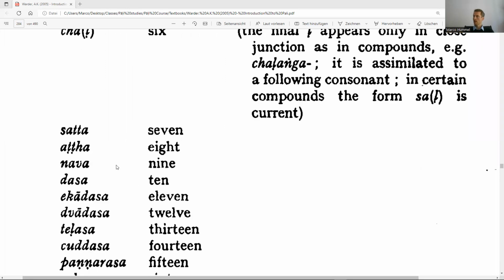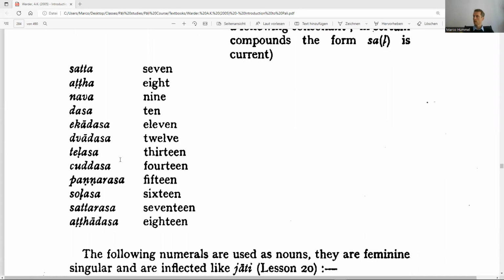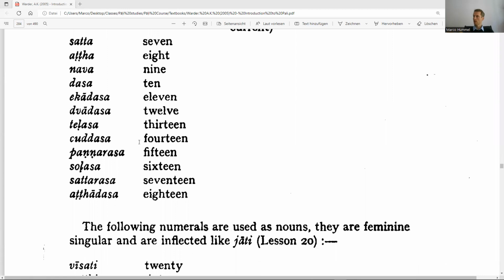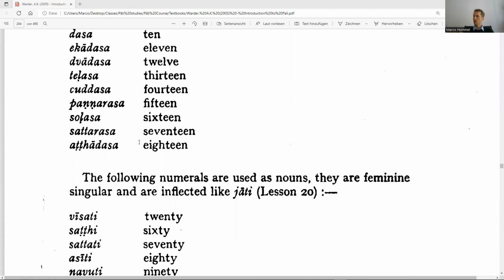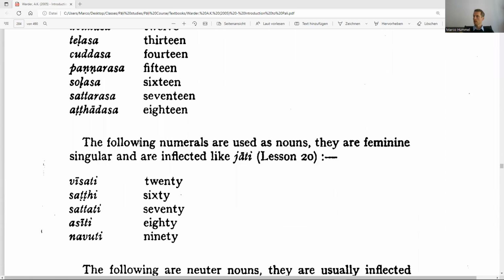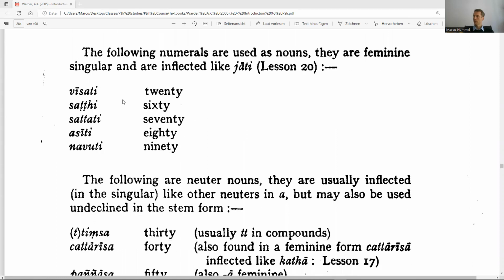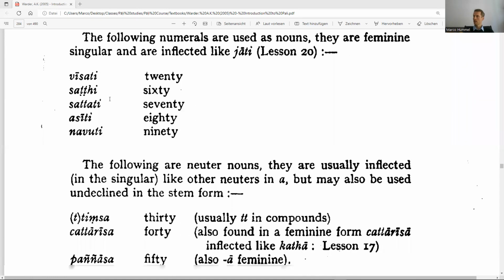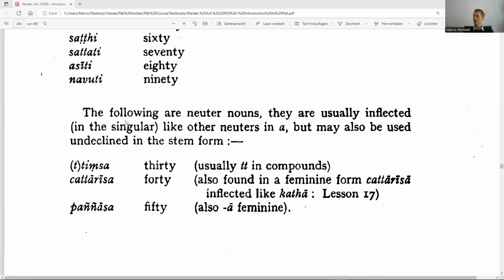Satta 7, aṭṭha 8, nava 9, dasa 10, ekādasa 11, dvādasa 12, terasa 13, cuddasa 14, pannarasa 15, soḷasa 16, sattarasa 17, aṭṭhārasa 18. The following numerals are used as nouns. They are feminine singular and are inflected like jāti: vīsati 20, saṭṭhi 60, sattati 70, asīti 80, navuti 90.